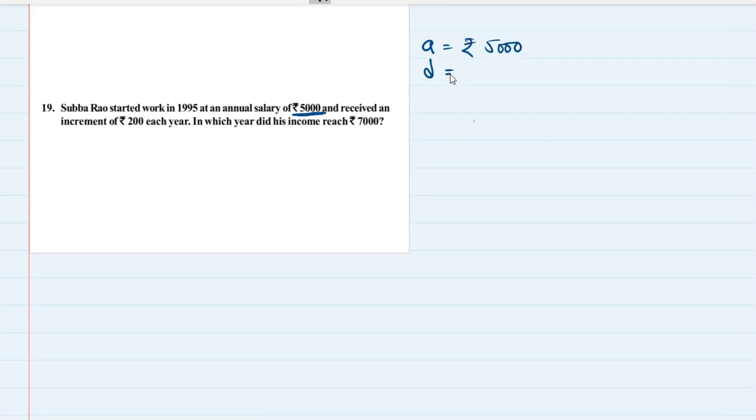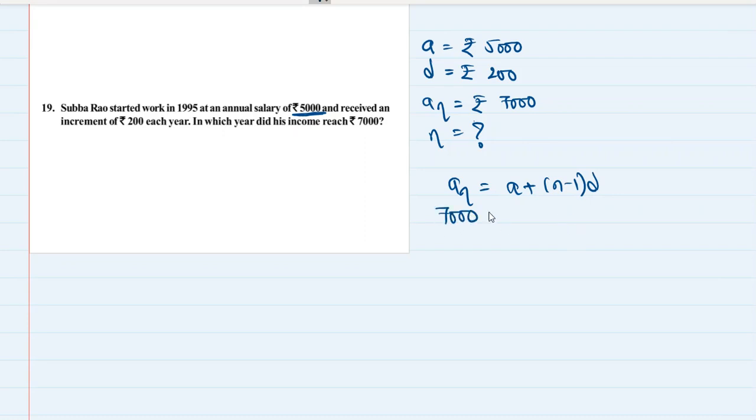The common difference is the increment in the salary, that is rupees 200. In which year did his income reach rupees 7,000? So the nth term they are giving as rupees 7,000, and you have to find n. Okay, so it's very easy. Nth term formula is a plus n minus 1 into d. So nth term is rupees 7,000, a is 5,000, plus n minus 1 multiplied by d, which is rupees 200.